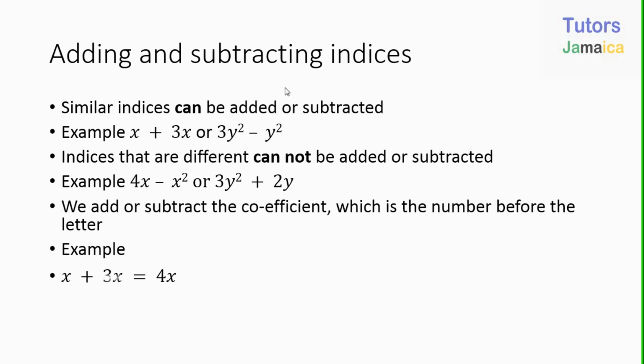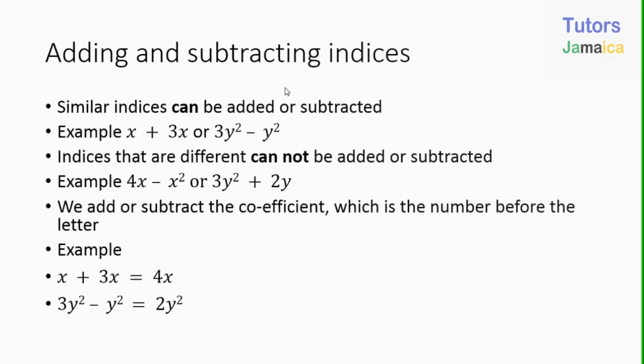So an example, x plus 3x is equal to 4x. Remember, x is the same as saying 1x. So 1 plus 3 is equal to 4. 3y squared minus y squared is equal to 2y squared. Remember, we'd say 3 minus 1 because there's an invisible 1 beside the y squared.